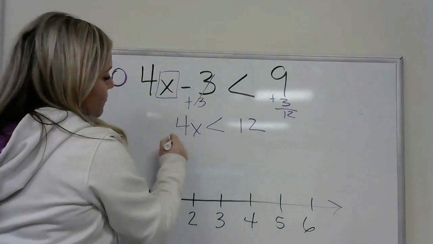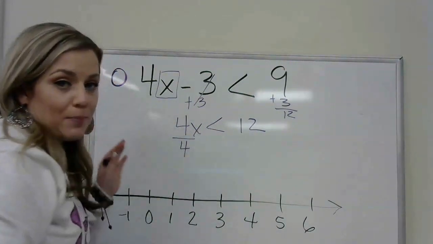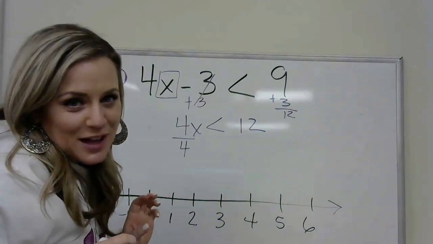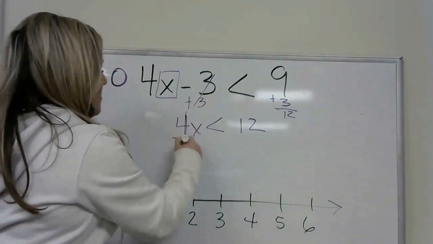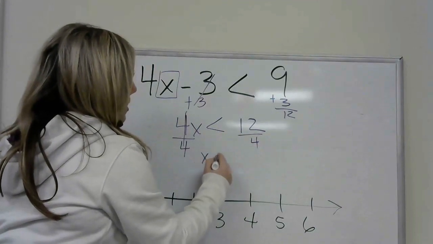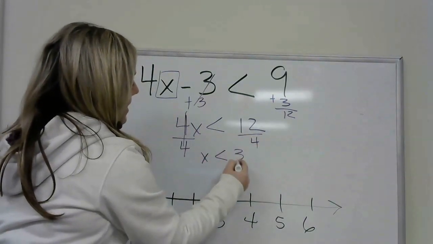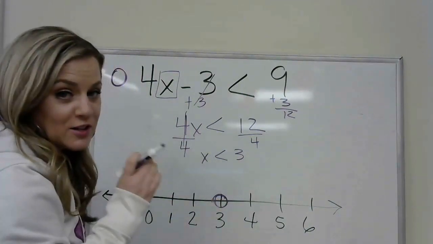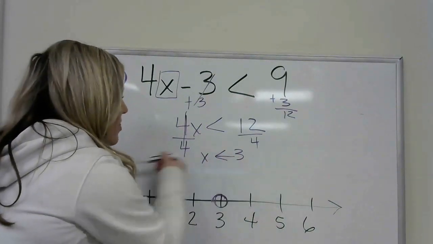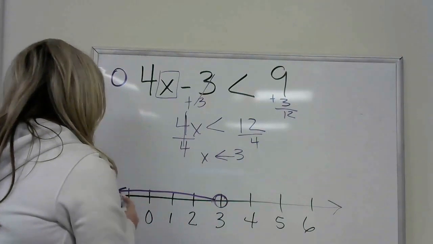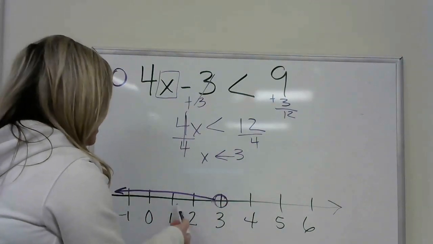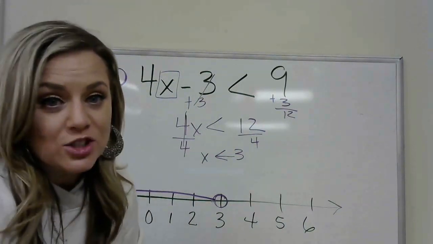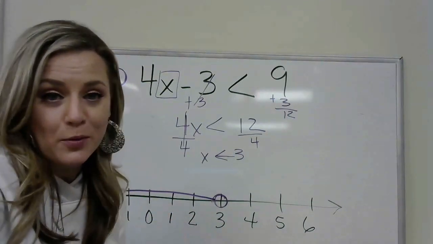So now I want to divide by 4 because I'm going to do the opposite. The 4 is touching the x, so that means they're multiplying. So we're going to divide, and that's going to be 1. And I'm going to come over here and divide. And we know that x is less than 3. So I'm going to come down here on 3, and I'm going to put a non-colored in circle, and my line is going to be going this way. And I know that because all of these are less than 3. 2 is less than 3, 1 is less than 3, 0 is less than 3, and negative 1 is less than 3. So if you have a question about this problem, please raise your hand so I can help you.